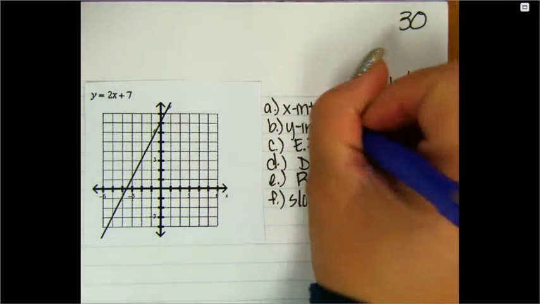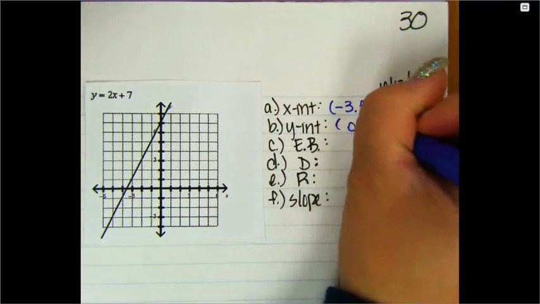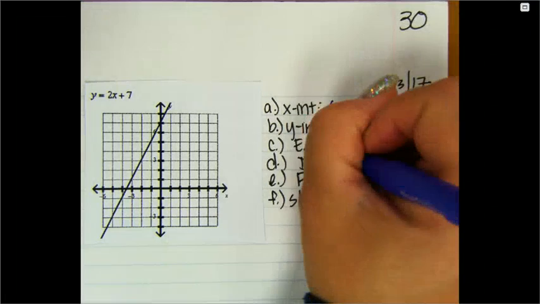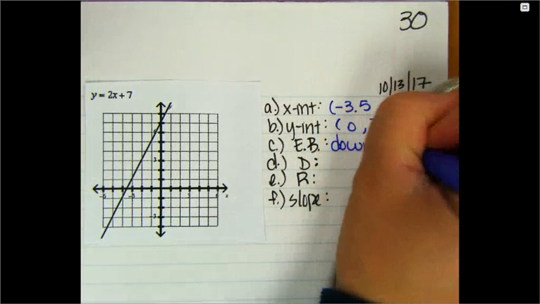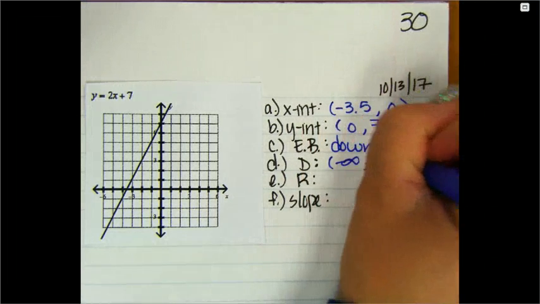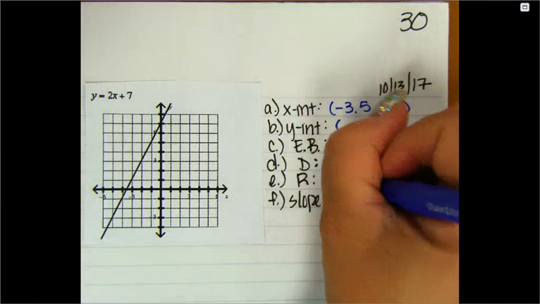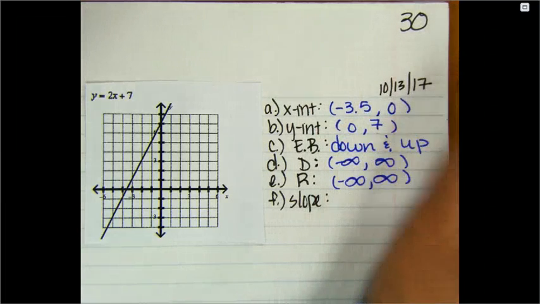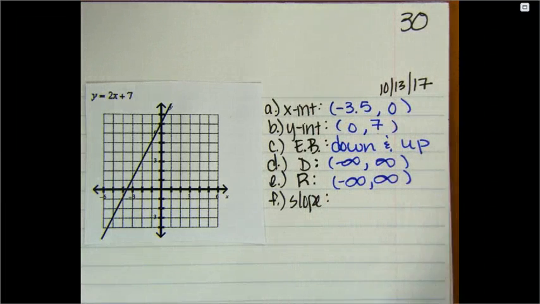Y-intercept? 0, 7, yes. And behavior? Down and up. Domain? Good. Range? Very good. Slope? 7 over 2.